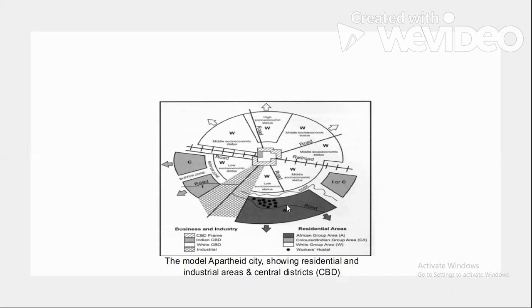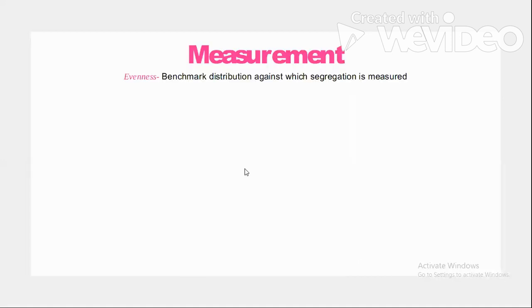This leads to this. But we have a buffer zone over here in the form of a river, and there is a buffer zone over here. So the lower income group within the white people, they have been pushed towards the segregated zones. So this is how the apartheid city model works. Now over here, we will see about the various measurements, how it is measured, how we will know whether it is segregated or not segregated.